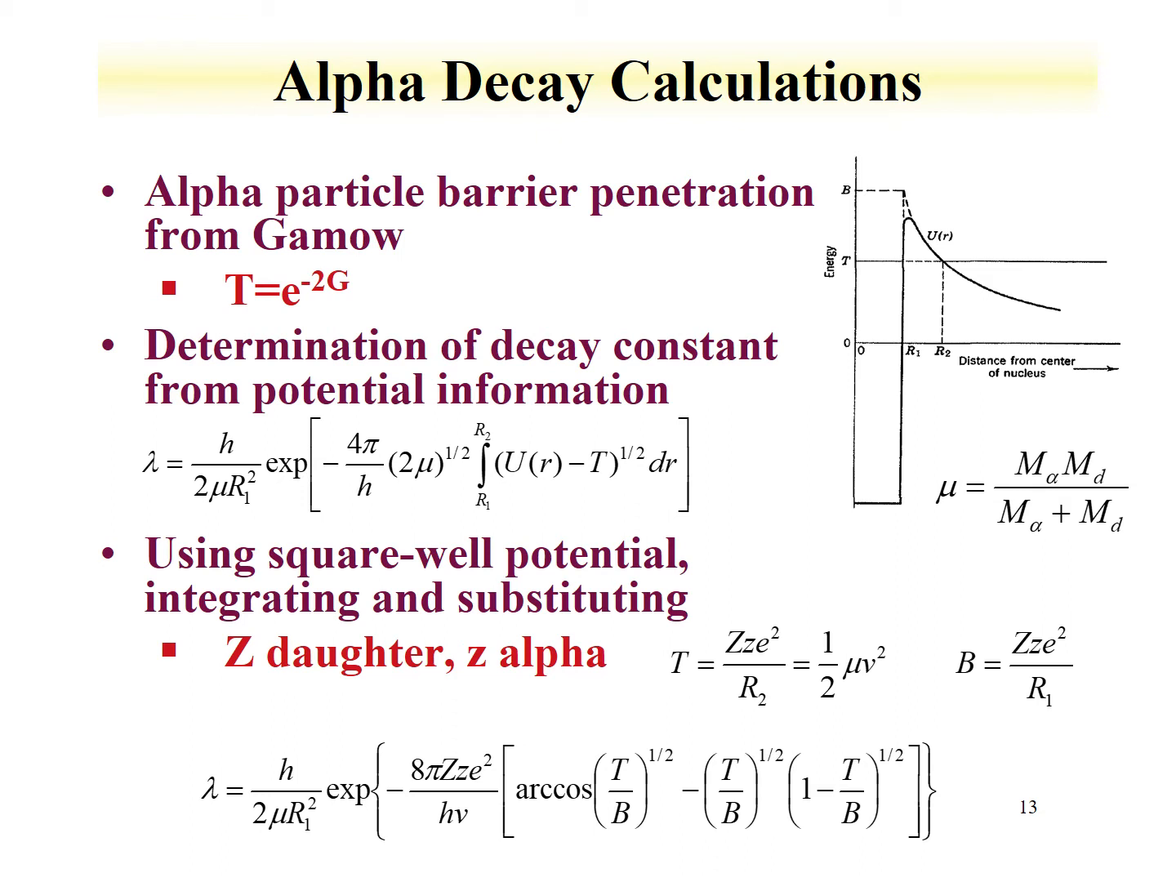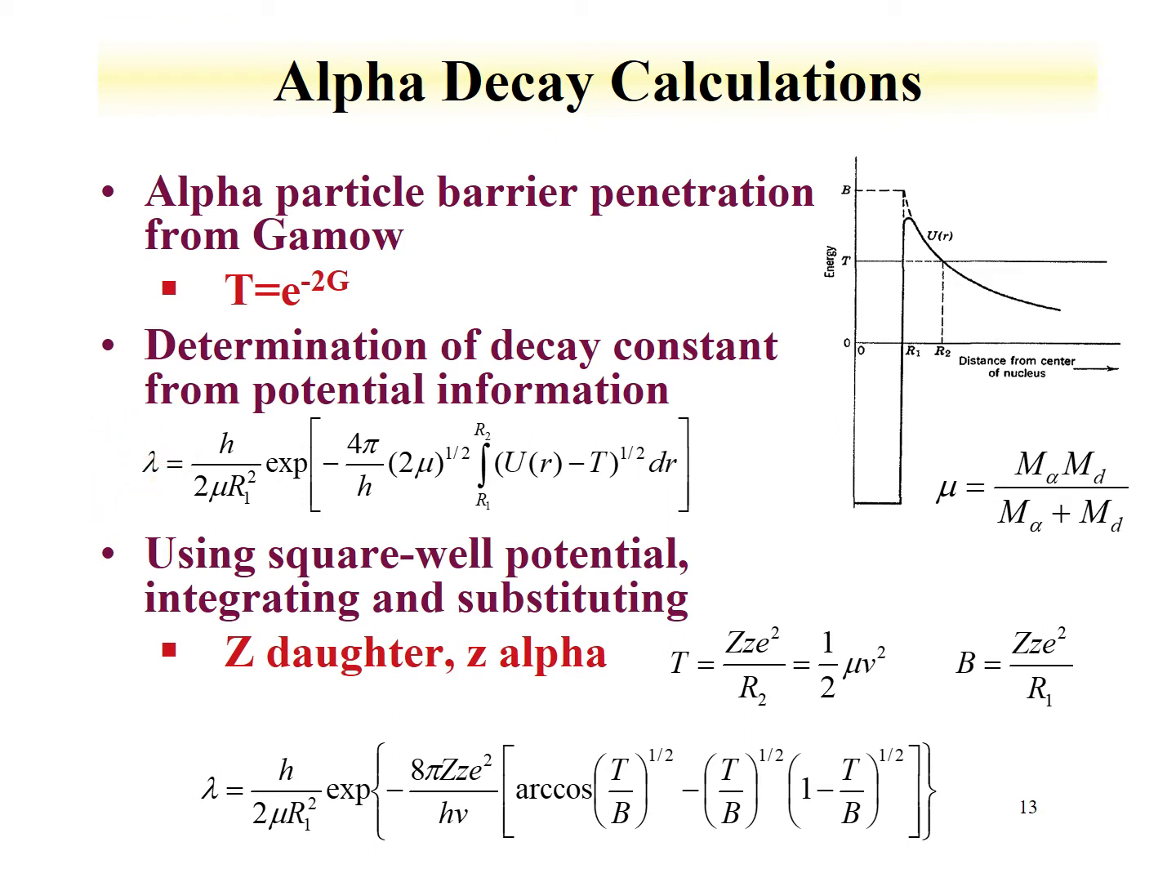Now, there's an equation that evaluates this called the Gamow equation, which is listed here. It can be used to evaluate the decay constant for alpha decay. We can determine that decay constant from the potential. Here's our nuclear potential, and we've got some energy here, T. The alpha particle is at this energy, so what's the probability of it penetrating this barrier? That's all we're really interested in, and we get this equation that's listed here.